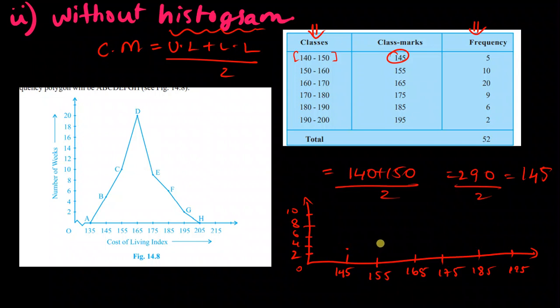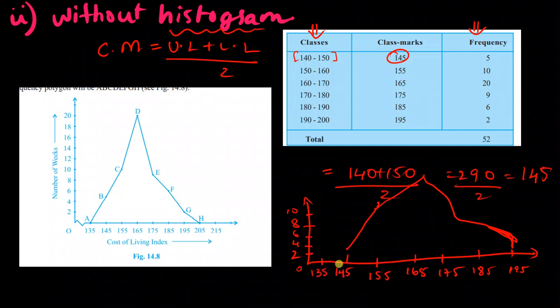So for 145, frequency on the y-axis will be 2, so your first point will be here. For 155, frequency will be 10, so the point will be here. 165, 20, and it is going to go higher, right? So you are first of all going to join these points. Let's say your graph goes something like this, and for 195 again frequency will become 2. But this frequency polygon is open, it's not a polygon yet, right? It needs to be closed somehow.